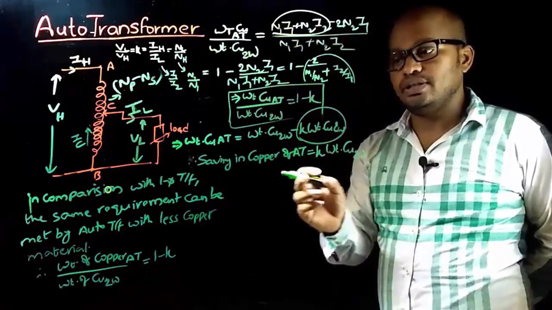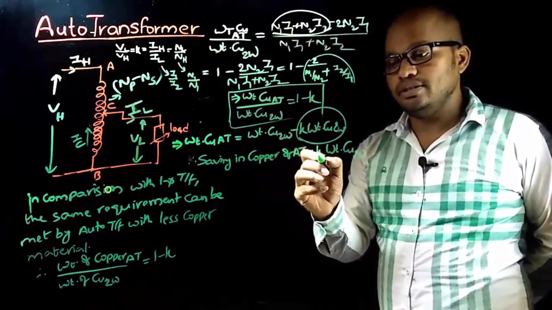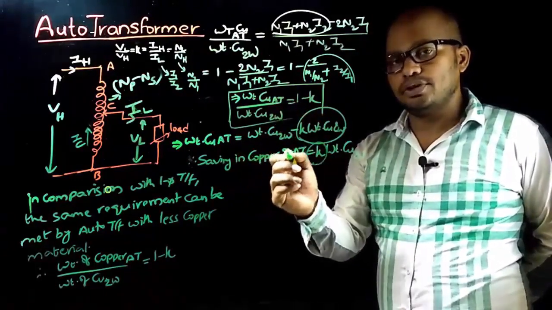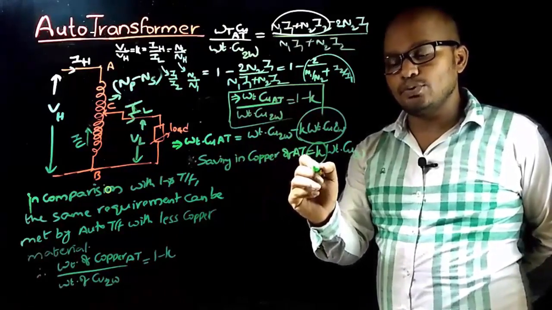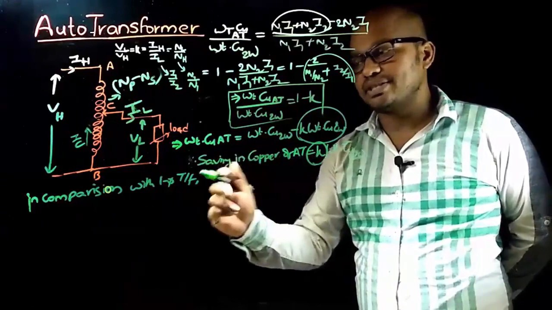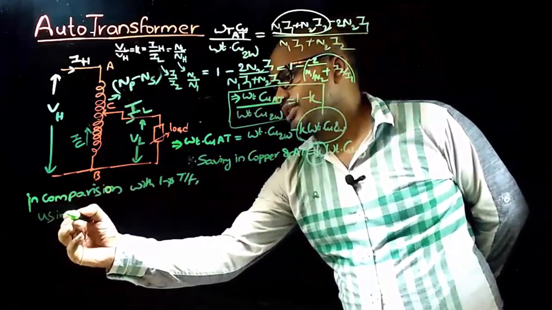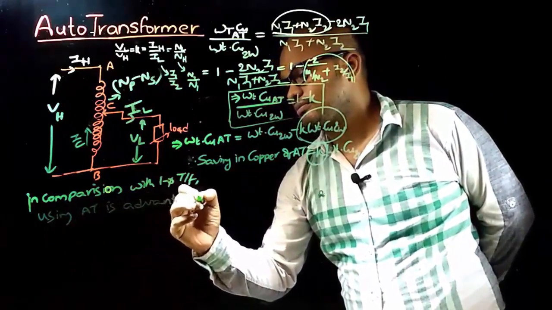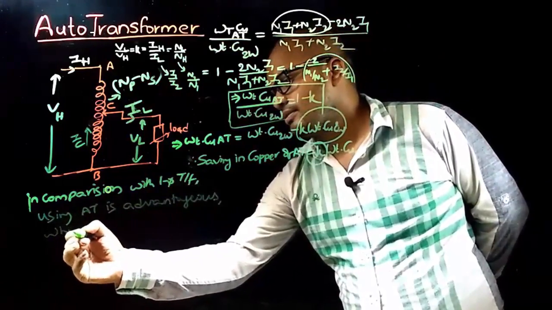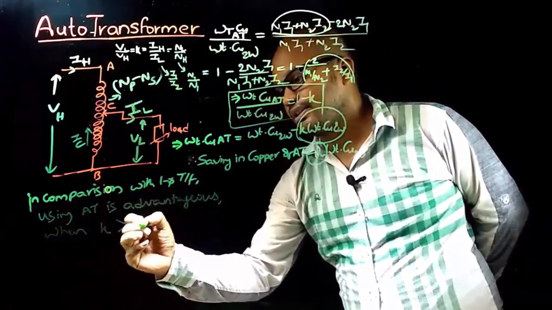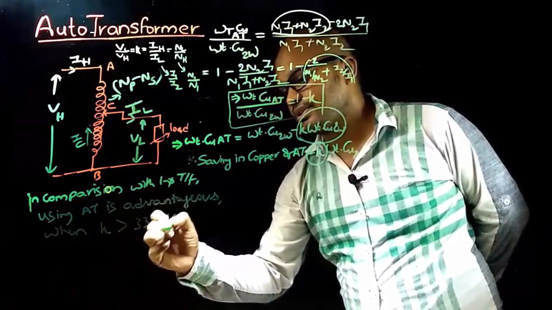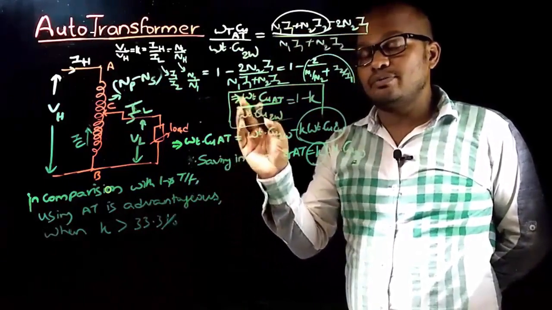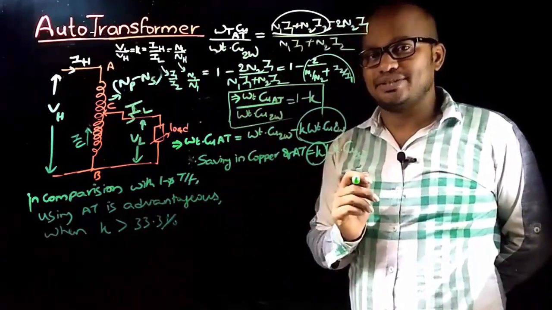Therefore, from this relation you can note that saving in copper is more when K approaches unity, because we defined K is less than 1. So saving in copper in autotransformer will be more when K approaches unity. And in comparison with single phase transformer, using autotransformer is advantageous when K is greater than 33.3 percentage. That is, if K is greater than 0.333, then autotransformer is preferred to single phase transformer.